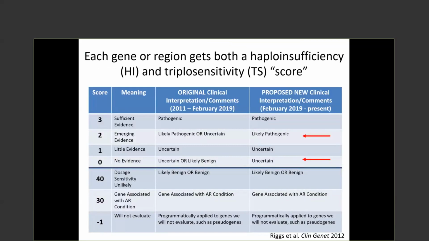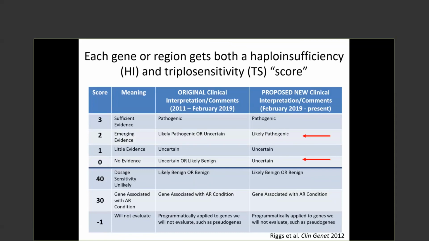So here I'm showing you our scoring scale, which remains unchanged despite the adjustments in the way that we arrive at the particular score. So the highest score is 3, which signifies sufficient evidence for either haploinsufficiency or triplosensitivity. Genes and regions that have less evidence receive lower scores, respectively. 2 signifies emerging evidence. 1 is equivalent to little evidence, and 0 means that there's no evidence supporting dosage sensitivity that has been reported. There are a few additional scores that are intentionally not in numerical order with the others because they mean very different things.